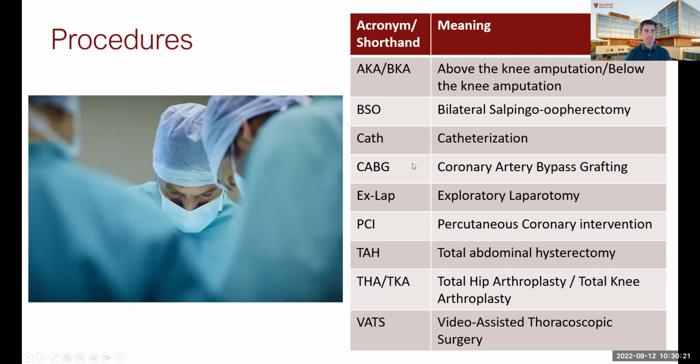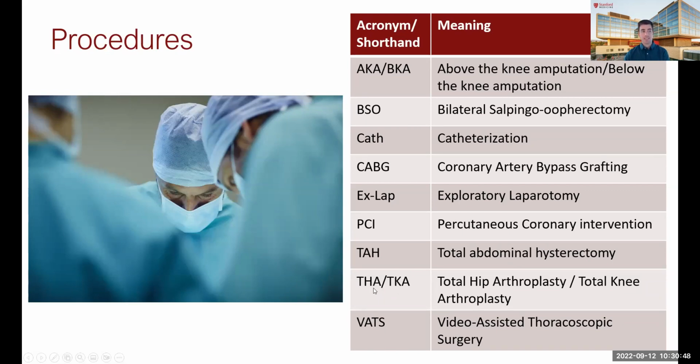CATH is catheterization. CABG is coronary artery bypass grafting. So that's when you have a diseased artery in your heart, and then you take another artery or vessel or vein, and then bypass that artery to be able to get blood flow to it. An XLAP is an exploratory laparotomy. PCI is percutaneous coronary intervention. TAH, again, total abdominal hysterectomy, often combined with BSO.